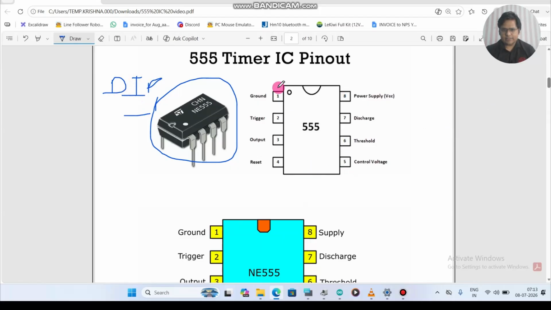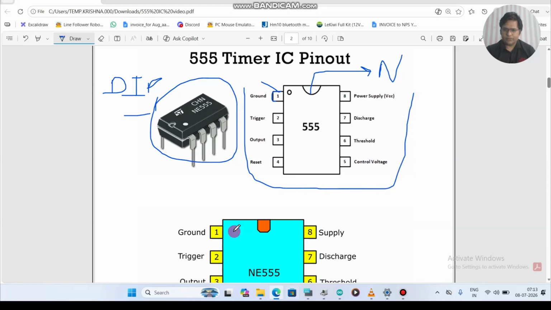And these are the pin numbers. Pin number 1 is ground. In every IC one thing is common: you will find a notch. This notch will be there in every IC, and from the notch, the left one is pin number 1, then 2, 3, 4. So the numbering is always in a U shape. Okay, 1, 2, 3, 4, 5, 6, 7, 8.